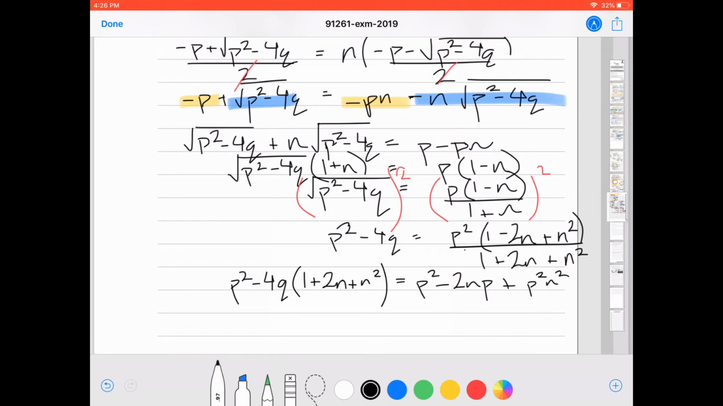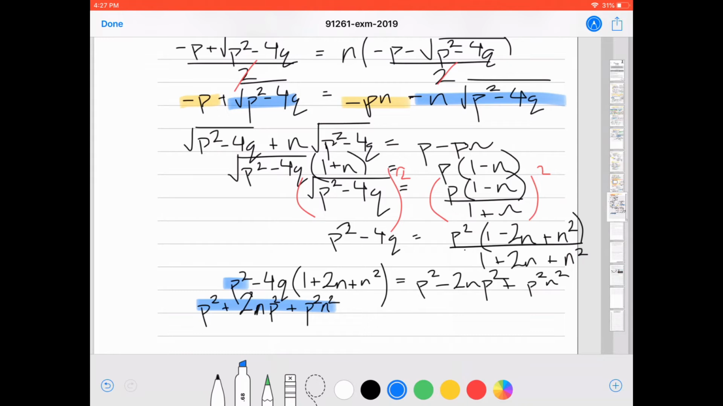Okay, we can expand the brackets on our left-hand side, working with the p squared first of all. We've got p squared plus 2np squared, and I've just made a small mistake on our right-hand side. This 2np, that should be 2np squared, shouldn't it? Okay, plus p squared n squared. Okay, so that's our p squared done.